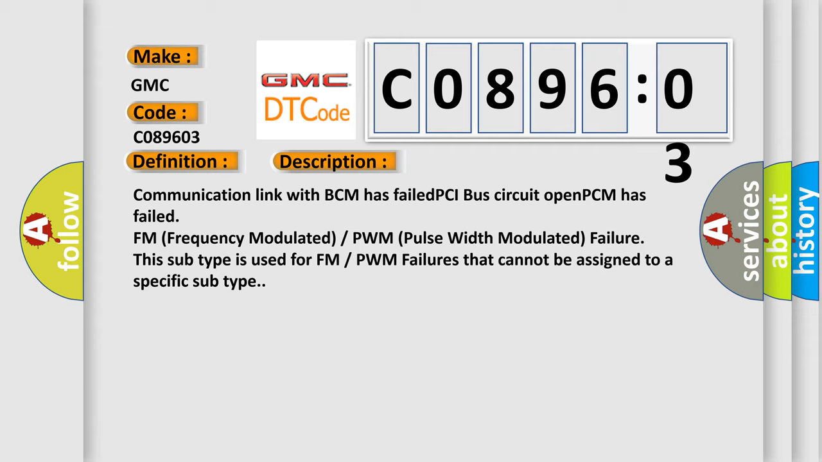Communication link with BCM has failed. PCI bus circuit open. PCM has failed. FM frequency modulated. PWM pulse width modulated. Failure. This subtype is used for FM PWM failures that cannot be assigned to a specific subtype.